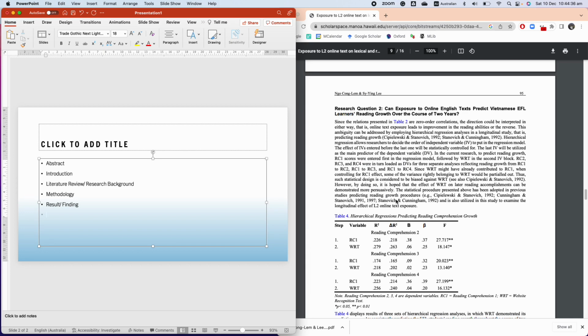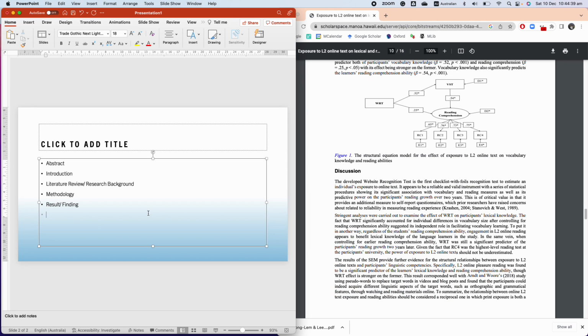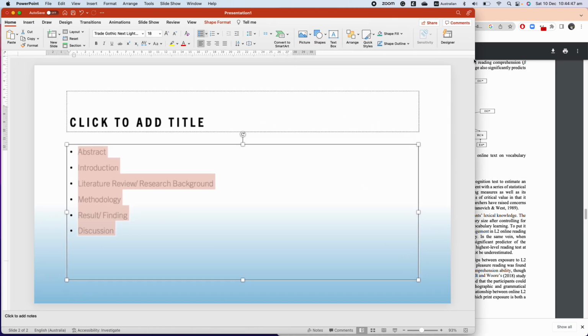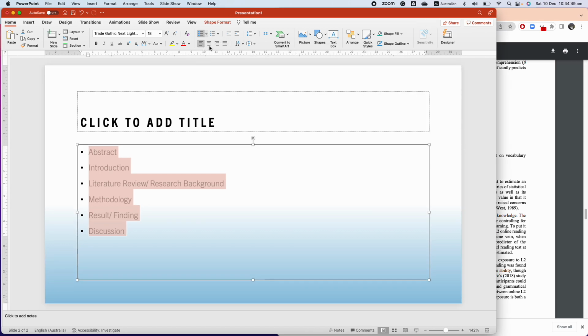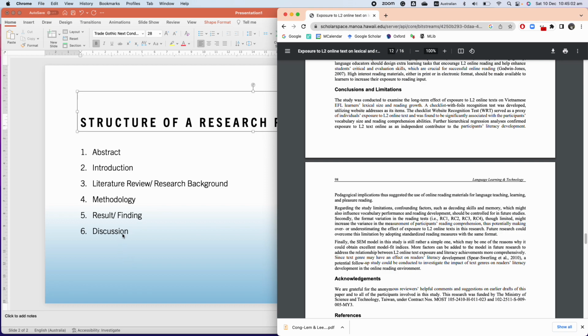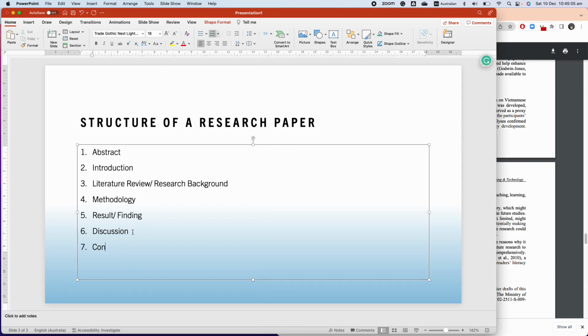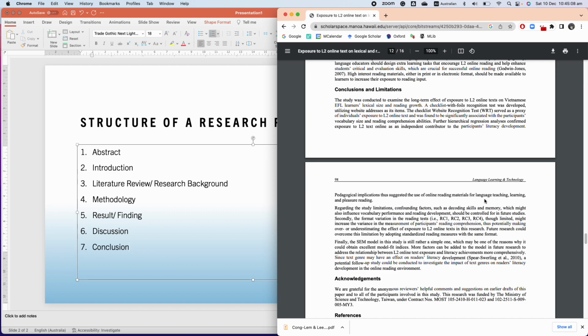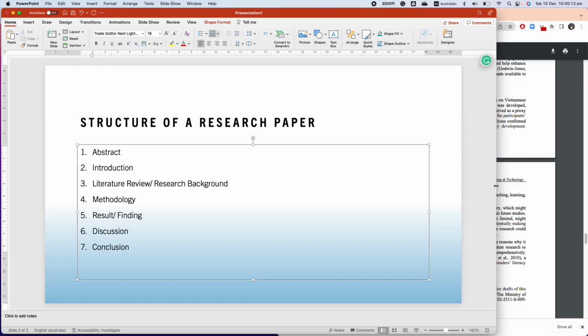And the next component is the discussion. I'm just going to give it some numbers so we can easily count how many of them there are. Okay, structure of a research paper. Lastly, we will have the conclusion. Now the limitations, if you want, you can put in the headings, or if not, you can just include it in your writing, and that should be all good.